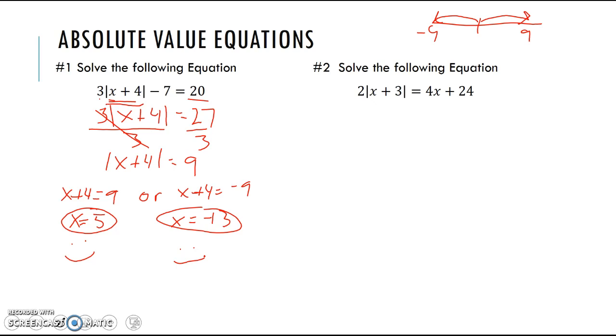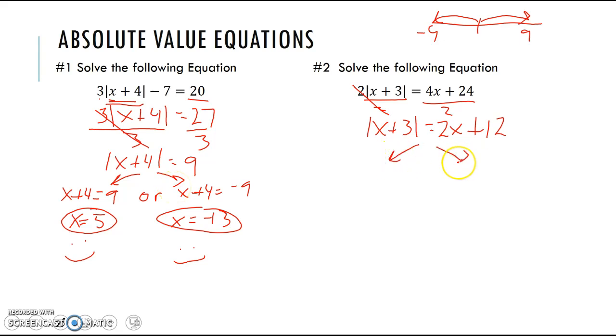I want to isolate the absolute value just like I did before, and I'm going to do that by dividing both sides by 2. So then I'll get the absolute value of x plus 3 is equal to 2x plus 12. And just like before, when I wrote two separate equations here, I'm going to write two separate equations for this as well. One equation is that whatever's in my absolute value, which in this case is x plus 3, that's actually going to equal 2x plus 12. The other equation, though, is going to be that x plus 3 equals the negative of this, which is negative 2x minus 12. And I'm going to solve both of those equations.